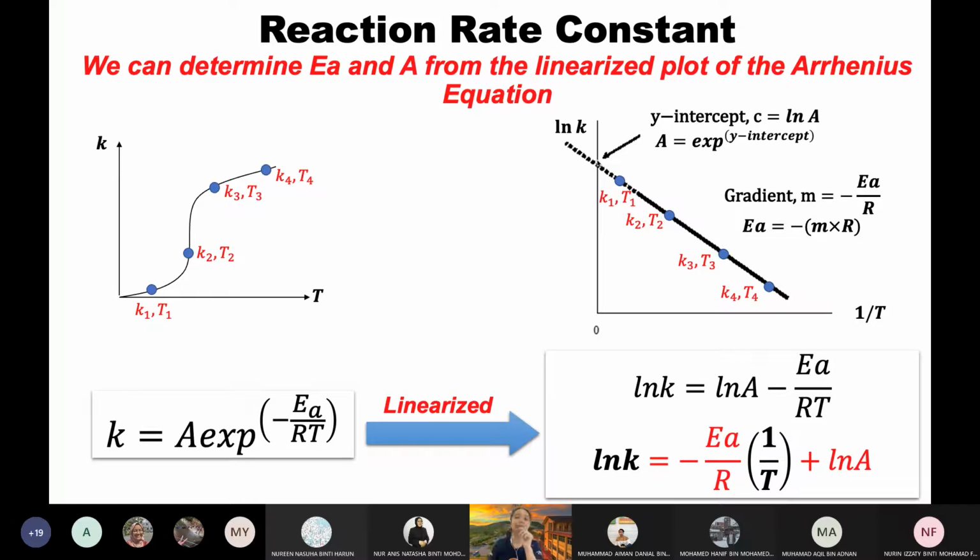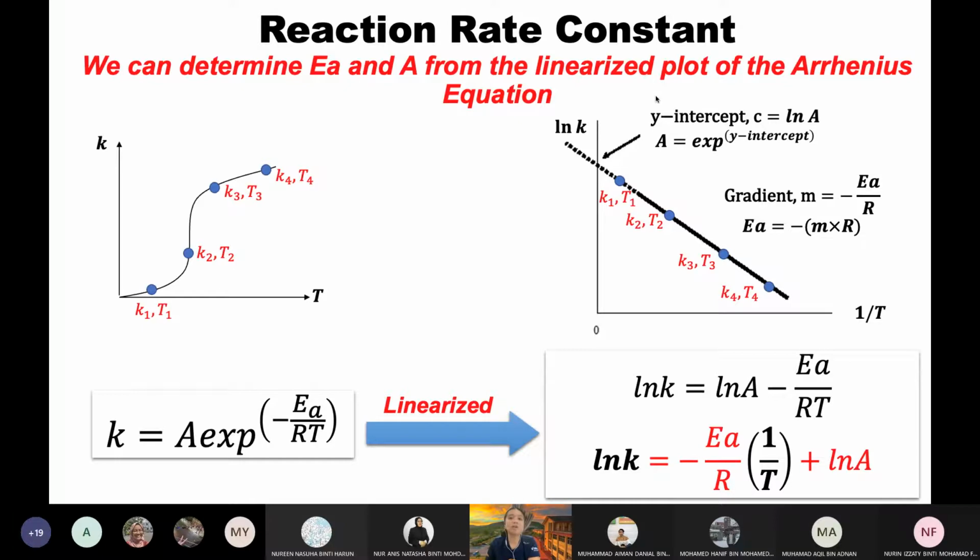ln A equals the y-intercept. So you want to get A, exponential of the y-intercept. Okay, so you want to get ln A equals to the y-intercept. Hence, my A equals to the exponential of the y-intercept. So, that's what you're going to do in our lab.